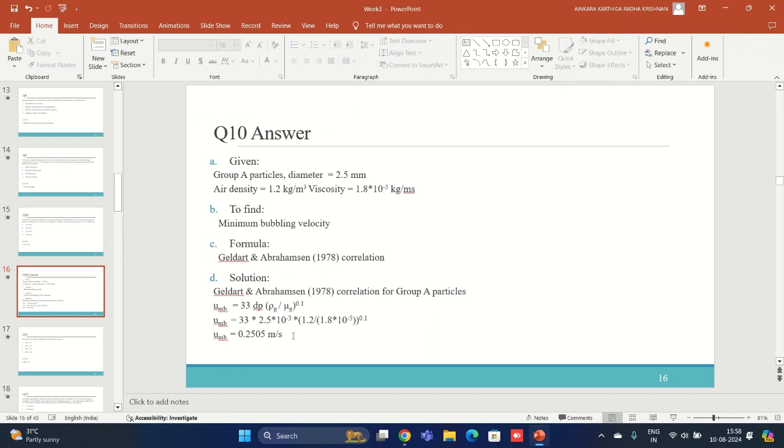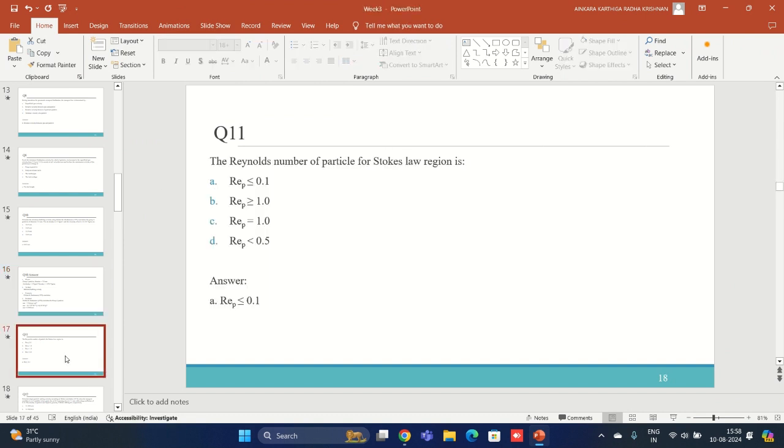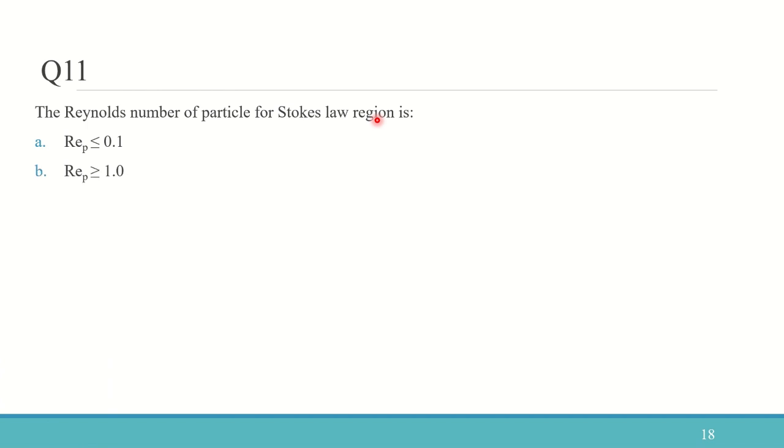So yeah, that is clear now. So question 11 is about the Reynolds number for particles in the Stokes region. The Reynolds number of particles for the Stokes law region is: A, REP less than or equal to 0.1; B, REP greater than or equal to 1.0; C, REP equal to 1; and D, REP less than 0.5.